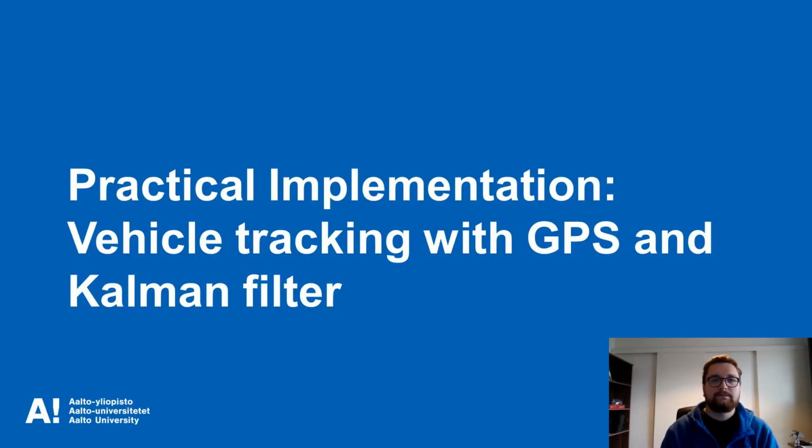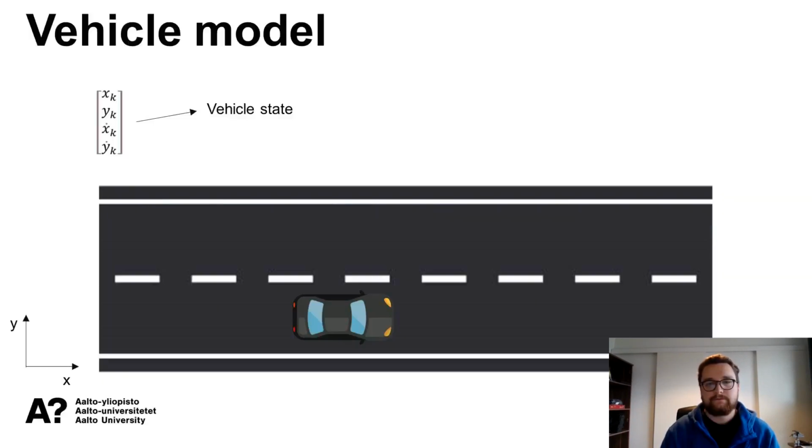Okay, so let's jump into it in a little bit more practical way. Let's look at this problem of tracking the position of the vehicle with GPS and how we can do this. Yeah, so let's go back to the nice image we have, and first we're going to build our vehicle model so we can perform the prediction step.